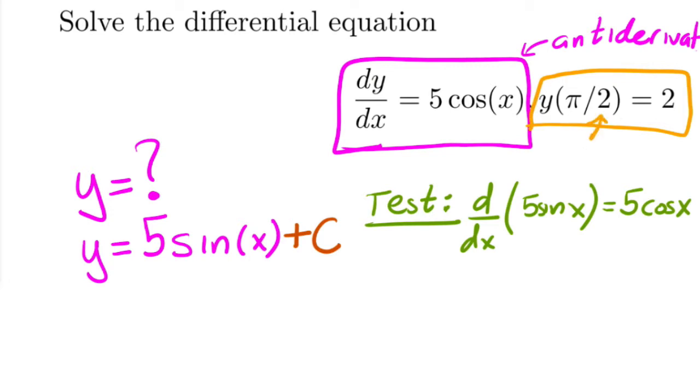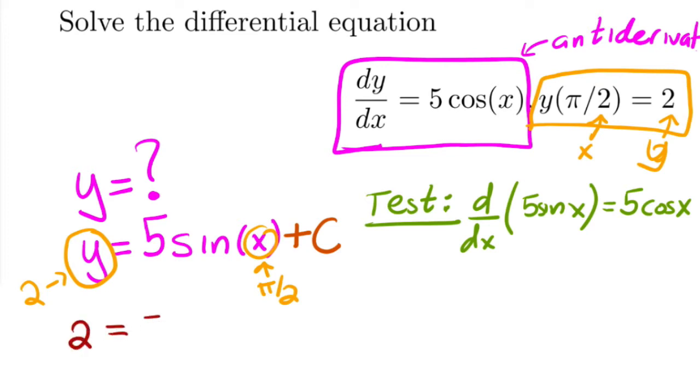In other words, when x is equal to pi over 2, y is equal to 2. And so then all you need to do is, okay, when y is equal to 2 and x is equal to pi over 2, then you can solve for c. So just plug it in. 2 is equal to 5 sine of pi over 2, that's 1, and then plus c. And this means that c is going to equal -3.